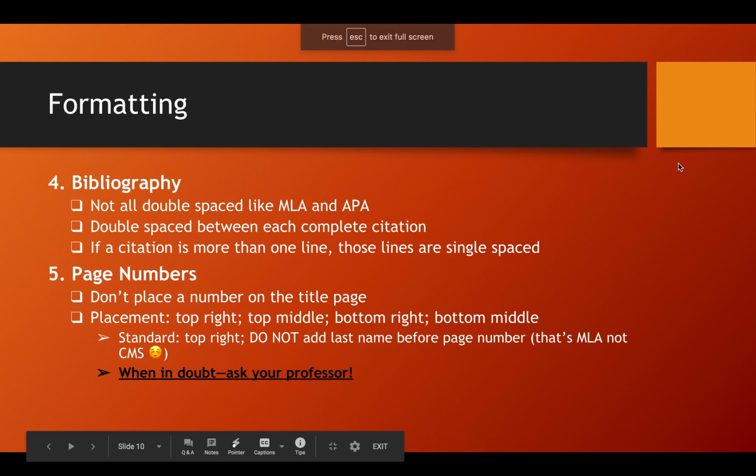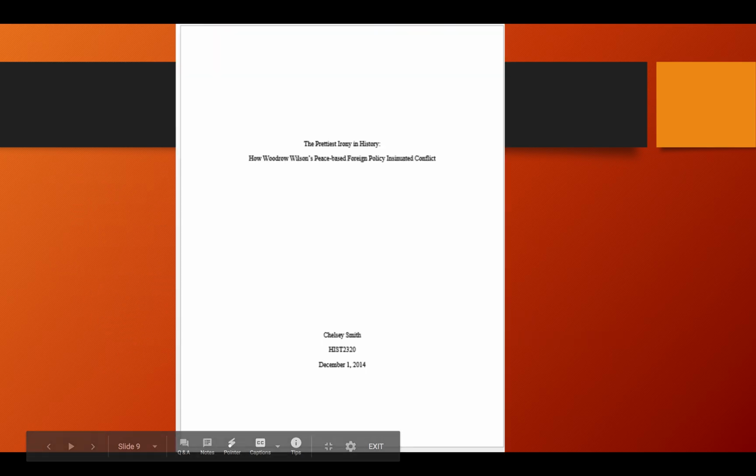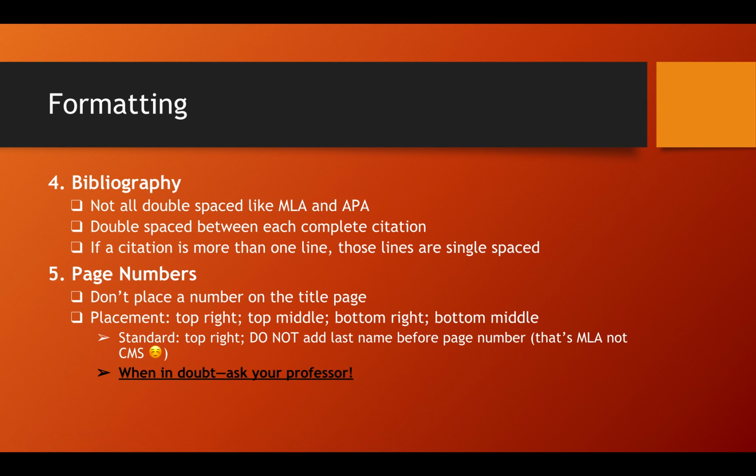All right. So now let's move on to the bibliography. One, it's not all double spaced like MLA and APA. There's only a double space between every single separate citation. So I'll kind of show you what that looks like as well. If a citation is more than one line, those lines are the ones that are single spaced. So you would not double space those like you would in APA or MLA.